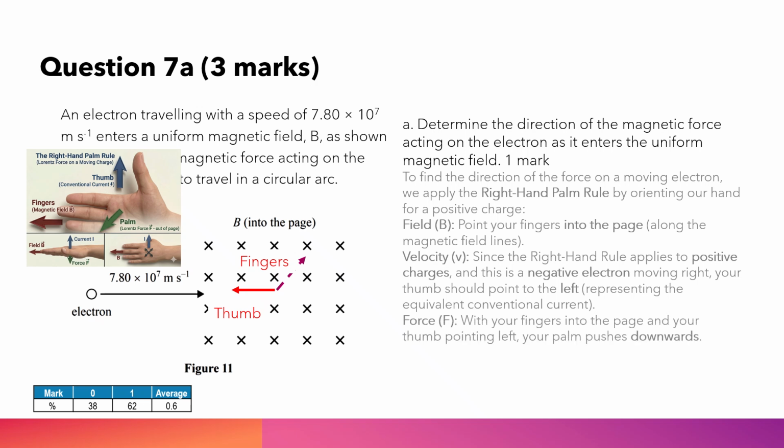Force F. With your fingers into the page, and your thumb pointing left, your palm pushes downwards. Conclusion: therefore, the magnetic force on the electron is directed toward the bottom of the page.